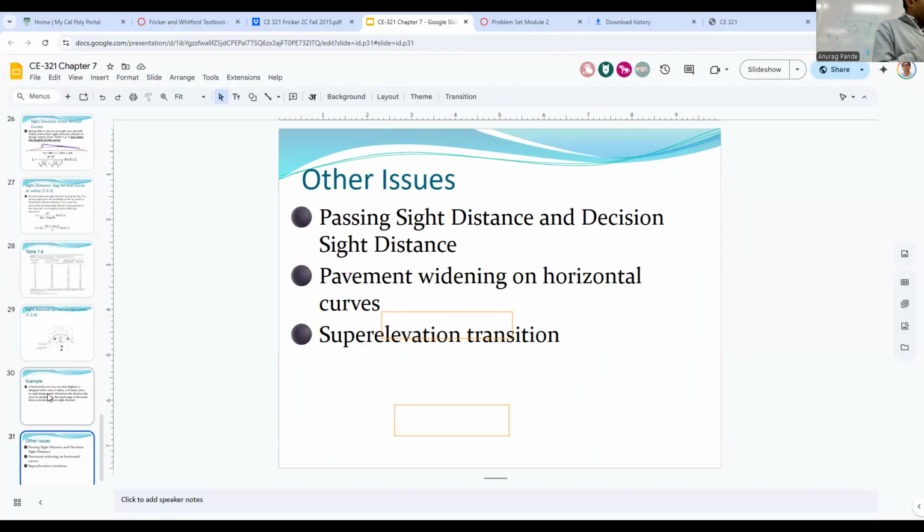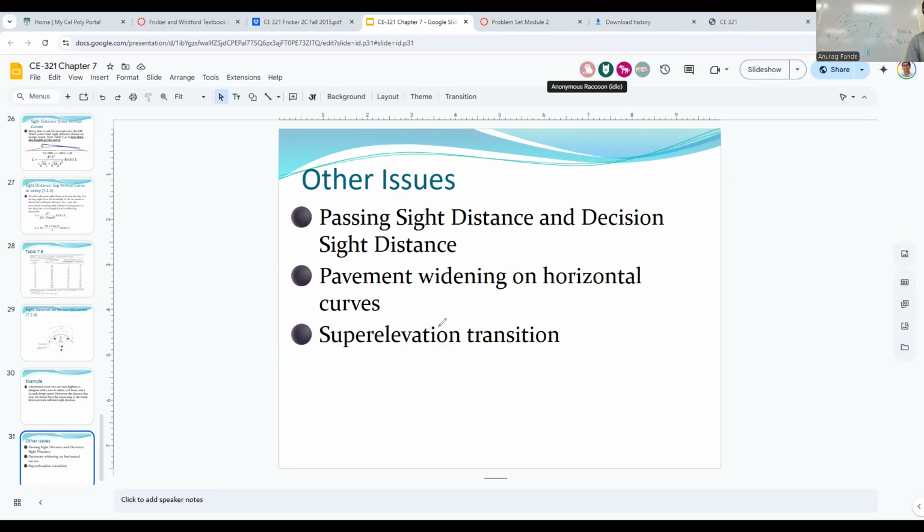Any questions, comments? And then, I talked about how there are other situations like passing sight distance and stuff. So you might have to think about that in CE 422. We're not going to cover that. Pavement widening on horizontal curves, because the larger tractor trailers sometimes have trouble navigating, and their tail will sometimes go into the other lane. So sometimes we have to provide wider lanes in those situations. So we just make sure that this happens. Again, we don't talk about that in 321. We talk about that in 422 rather.